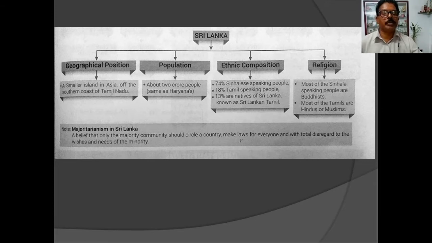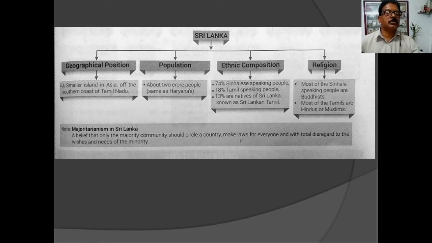So you may be asked a MCQ question. Who are called the natives of Sri Lanka? The natives of Sri Lanka means Sri Lankan Tamils. The other 5% are Indians who migrated to Sri Lanka to work. They are called Indian Tamils.